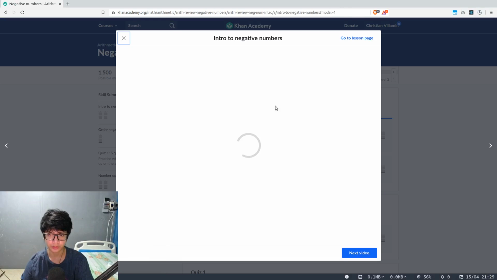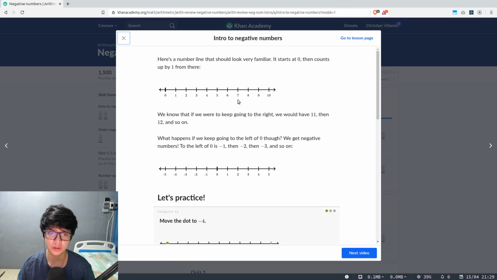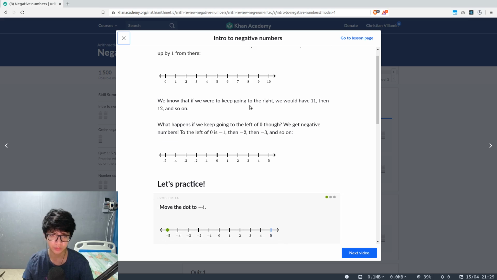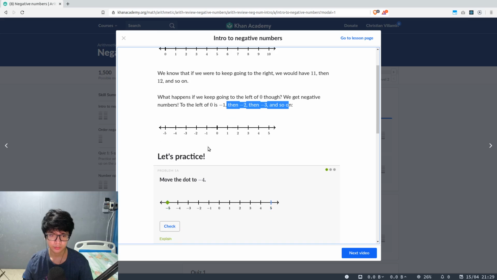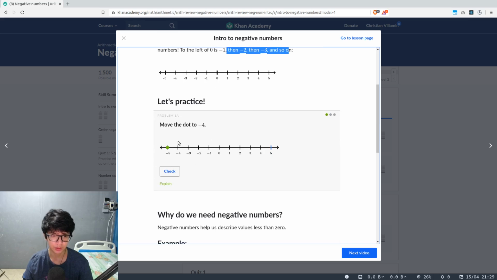Intro to negative numbers. Here's a number line that should look wrong. It starts 0 then counts up by 1 from there. You know, if we were to get 1. Yep. What happens if we go into the 0 though? We get negative numbers. Let's practice. Move the dot to -4.